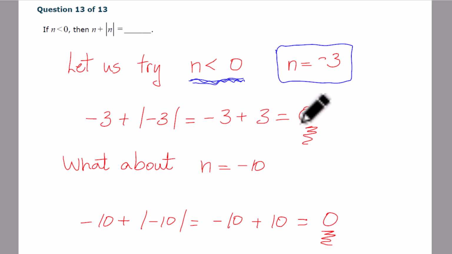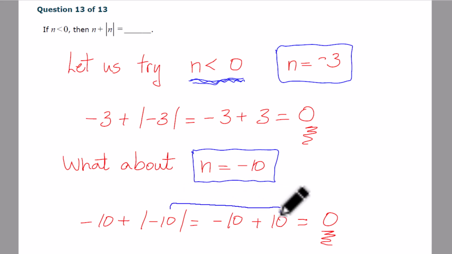Okay, that's interesting. Let me pick another negative number, because remember, I'm supposed to pick things less than 0. Minus 10 plus absolute value of minus 10. Okay, well, absolute value of minus 10 is 10, and minus 10 plus 10 is 0. So I picked two different negative numbers, and each time I did it, I got 0.